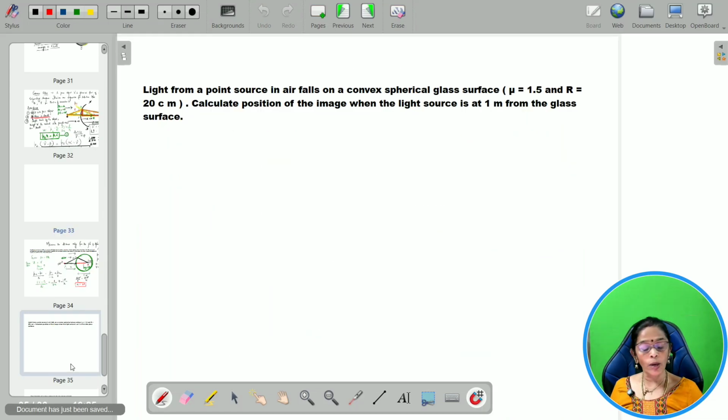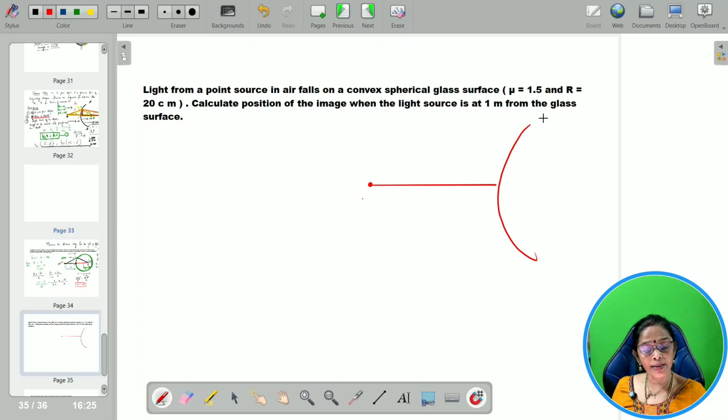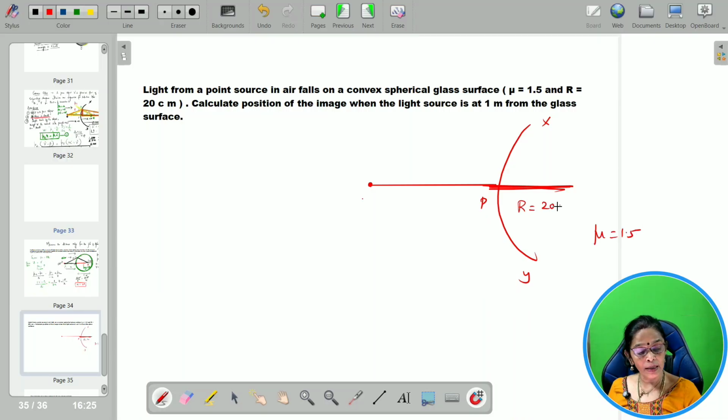Based on that, there is one more question. Light from a point source in air falls on a convex spherical refracting surface of refractive index 1.5 and radius 20 centimeter. So this is the point source. Calculate the position of the image when the light source is at 1 meter from the glass surface. So 1 meter is equal to 100 centimeter.